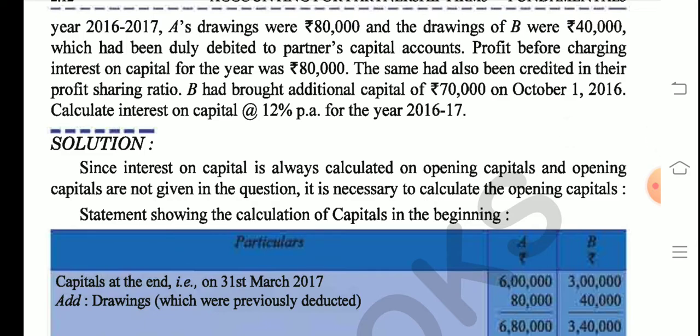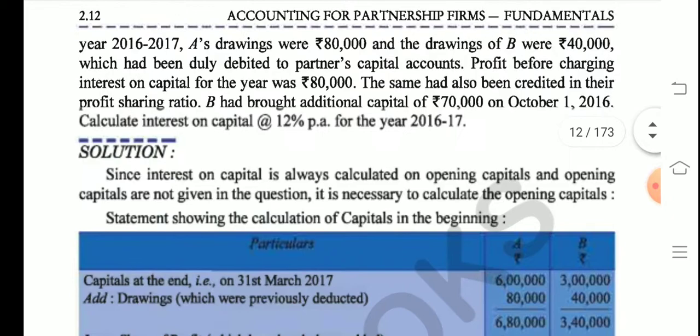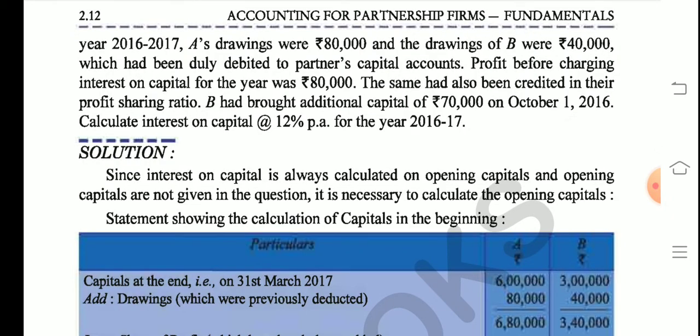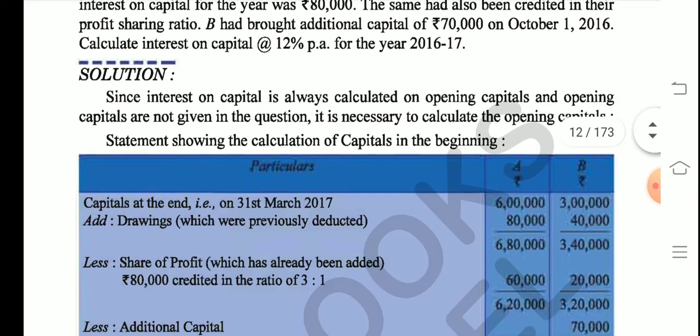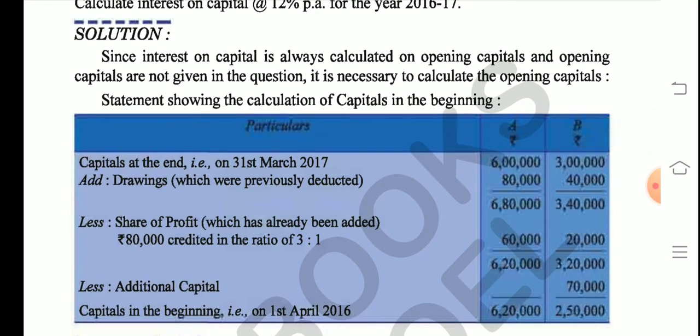B had brought new capital of 70,000 on 1st October 2016. See, B has brought something, but A has not brought, so the capital of A remains the same. Now the interest on capital is 12% per annum for that particular year. So what is important in this question, students?